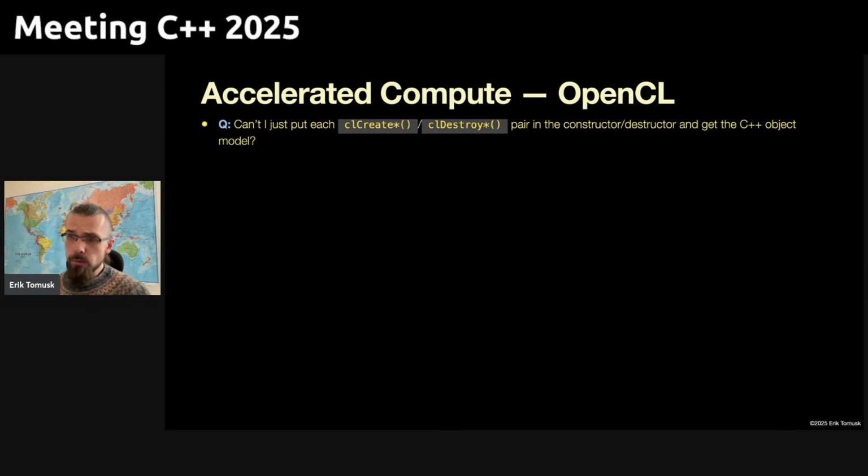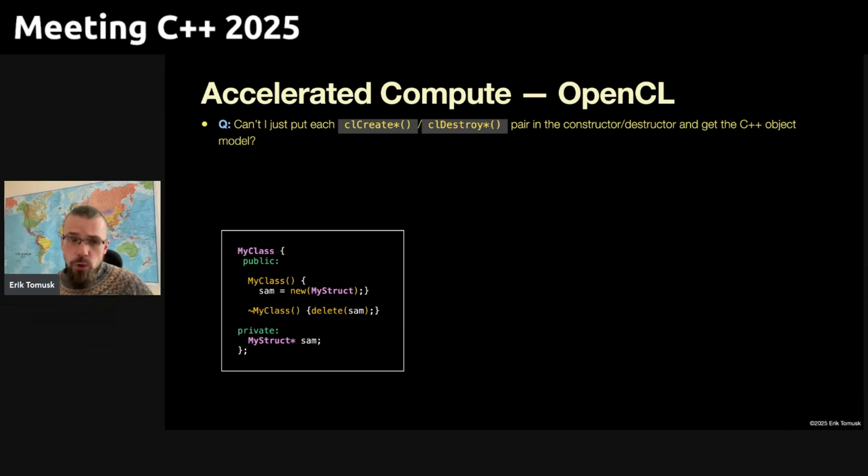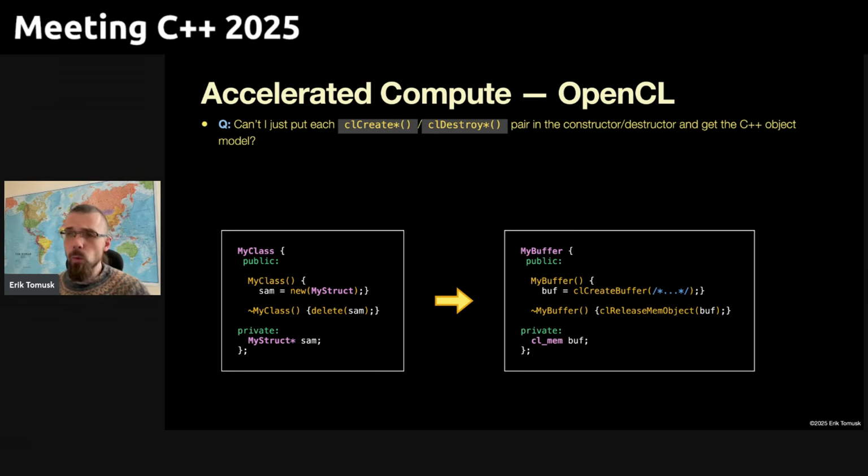So an immediate follow-up question when looking at this, and again, something I've wondered myself, is can't we just create C++ wrapper classes around our accelerator objects and get the benefit of the C++ object model? So remember, I showed you an example of taking some C code and putting the memory allocation in a constructor and the memory deallocation in a destructor. Can't we do the same thing with OpenCL? So we have a buffer wrapper class. We create the actual OpenCL buffer in the constructor and release it in the destructor.